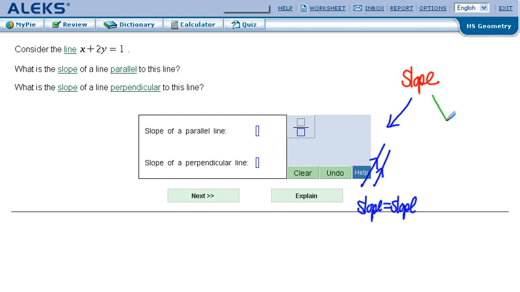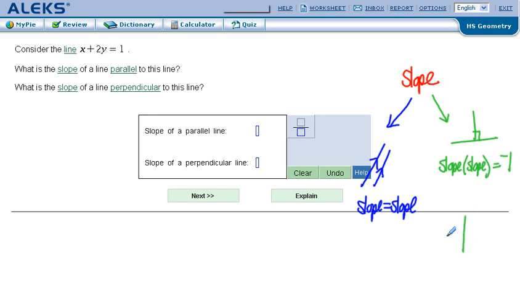For perpendicular lines, they create a right angle. In this case, the slopes are inverse reciprocal, so slope times slope equals -1. That will give us perpendicular lines.